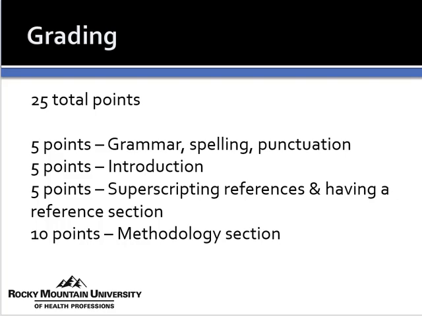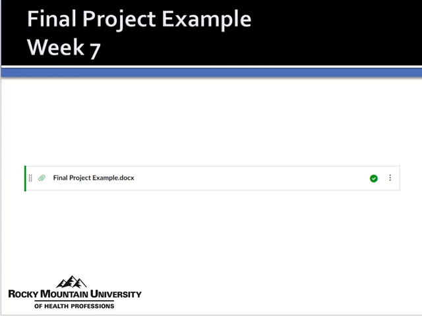So 5 points for your basic formatting with superscripting and references, having that reference section at the end, and 10 points for detailing your methodology section. There is also a final project example that you'll find in week 7, so you can see how somebody else wrote up their assignment for this class. So that can also help to inform and guide you too. And I'm also available anytime to answer questions and to help you with this process.